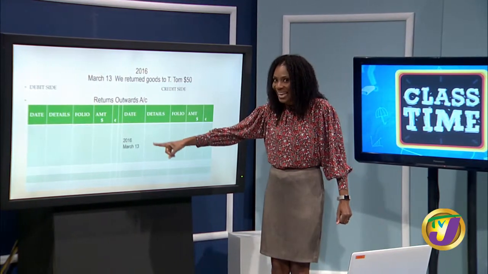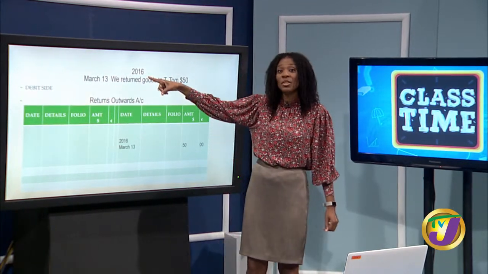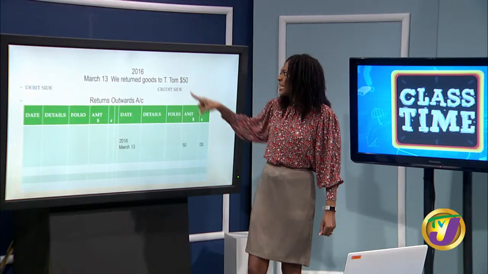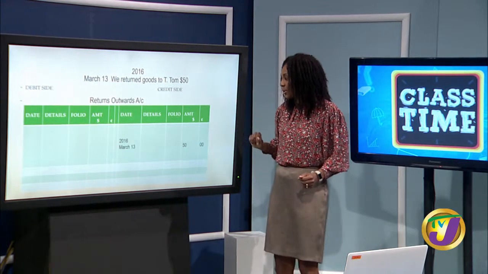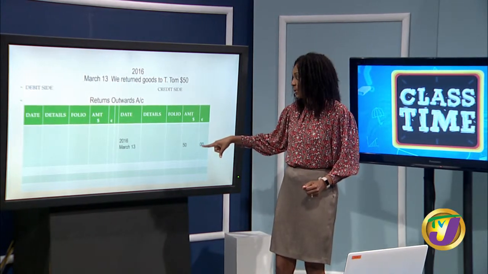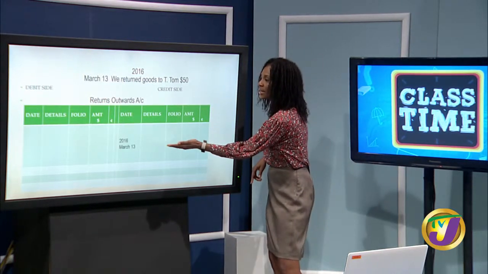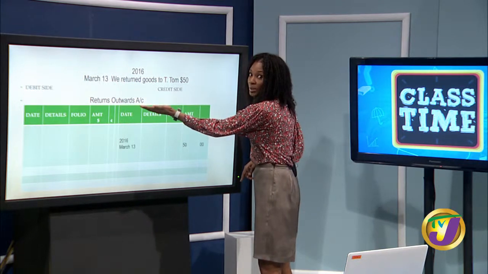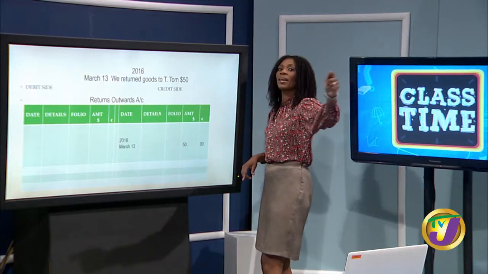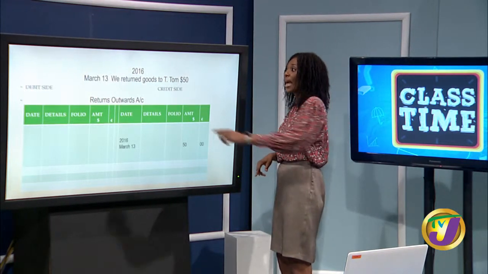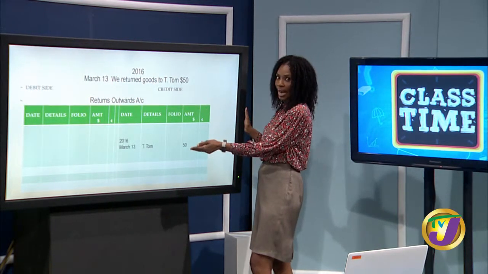We will put in our date. And what's the date? March 13. And the year is what? 2016. The amount was how much? $50 worth of goods are being returned. So we put the amount under the amount section, $50. Notice the details is blank and we're in the returns outwards account. What will we write in the details? The name of the other item that has been affected. And that would be what? T-Tom. Very good.